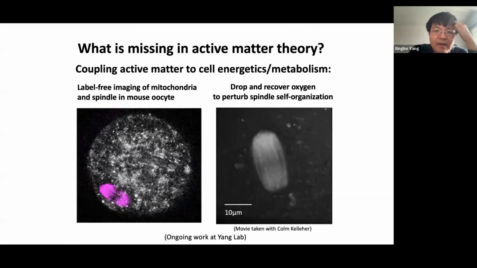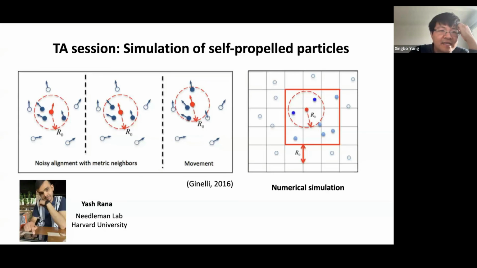And so today's TA session, Yash will take charge and run through some of those simulation techniques of the self-propelled particles, and also see if you guys can actually incorporate some energetics into the picture. So I would leave this to Yash, and I hope you have a wonderful tutorial session. I think I'm pretty good on time now, so that concludes my talk. And if you have any questions, I'm still happy to answer.